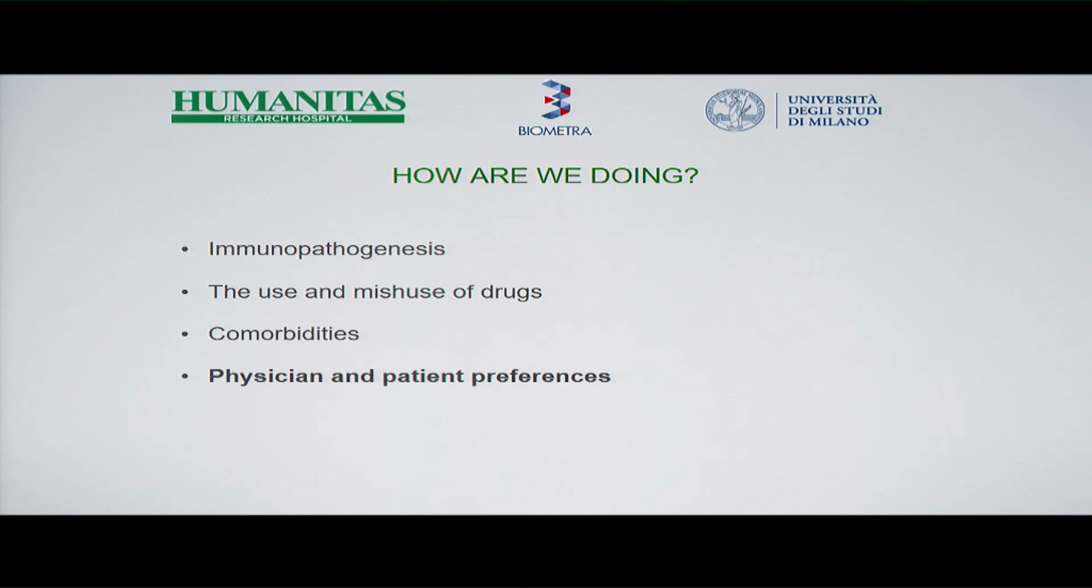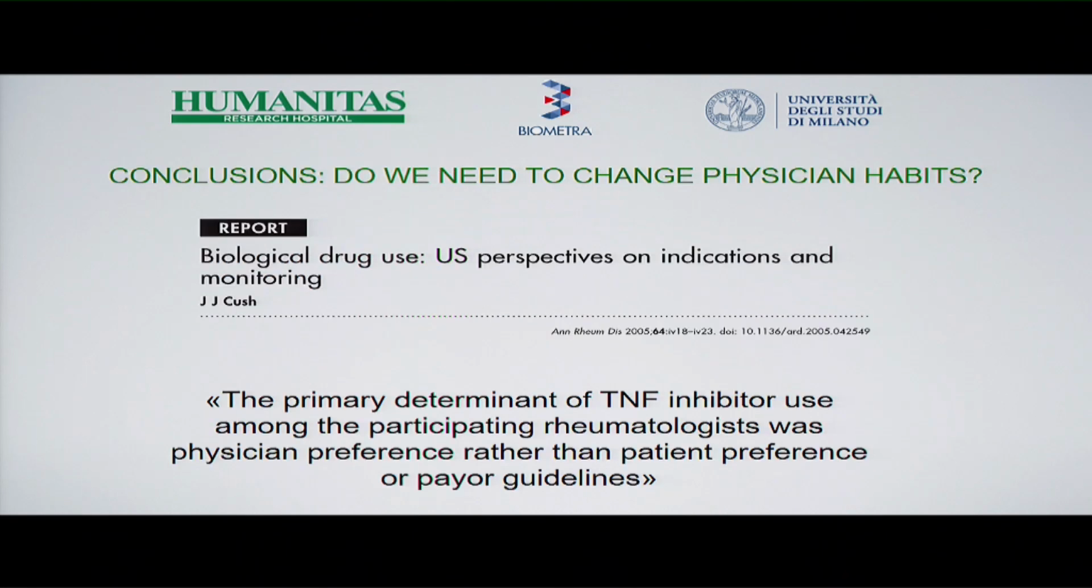And finally, patient and physician preferences. As I told you, habit is one of the main drivers of any drug prescription. But at the end of the day, if we compare TNF inhibitor choices, we know we don't really have superiority data for any of them. The primary determinant of TNF inhibitor among rheumatologists was just physician preference, way more than patient preference or payer guidelines. We like to have our hands free. We like to be free of any type of constraint.